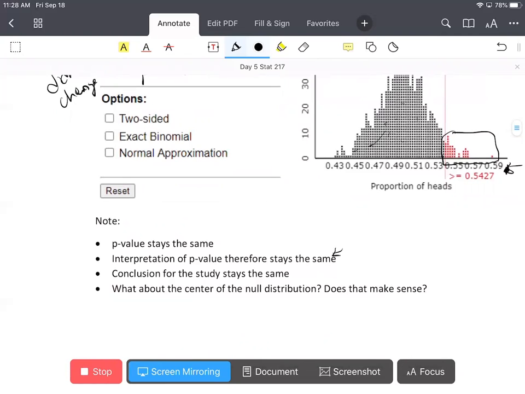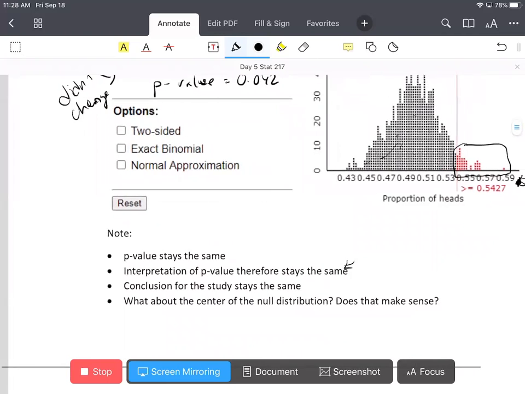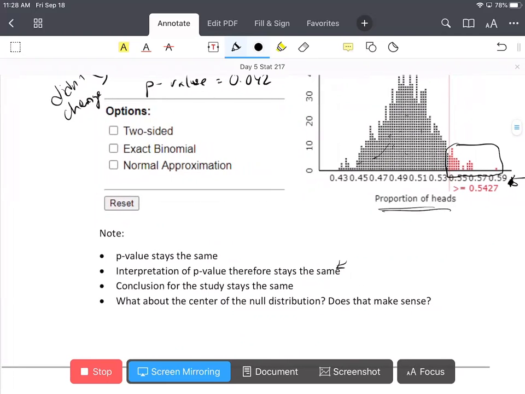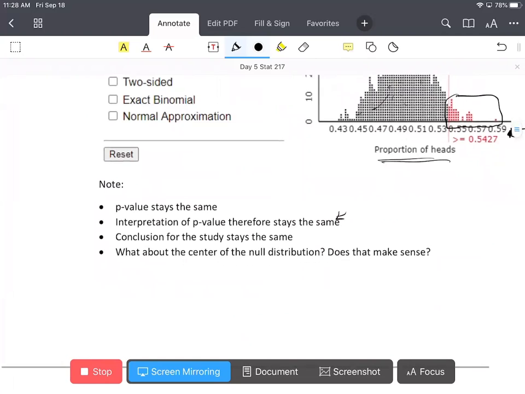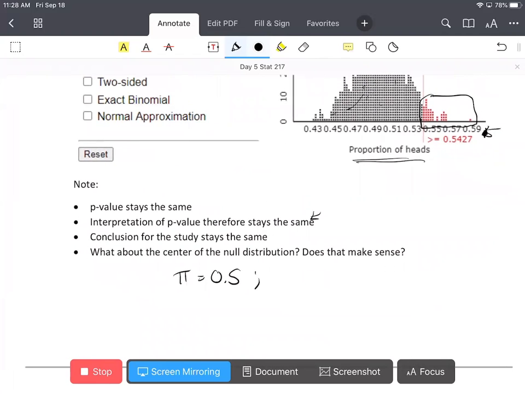That makes sense because we haven't changed any of the information except what we're looking at. In this case, we're looking at proportion. And we already talked about why the center is where it is, because that's the parameter we expect to be 0.5, random chance. Yes. Does it make sense? Yes, we talked about it. Random chance is 50-50. Therefore, half the time.